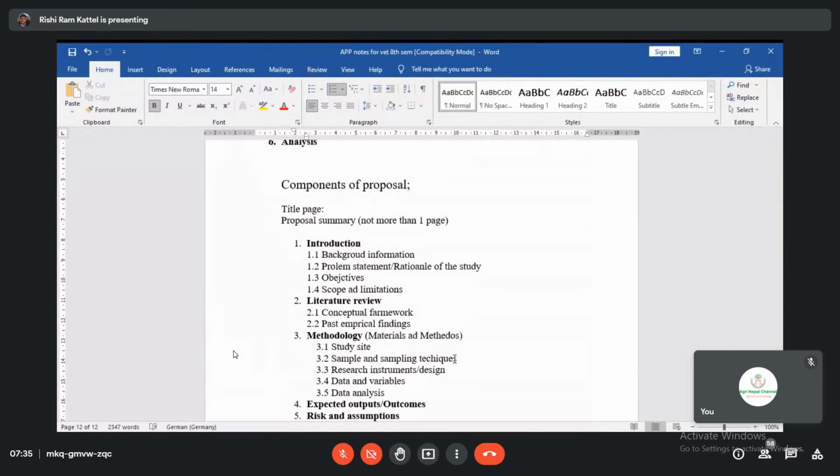If there is any part of the proposal that is not clear to you, I will talk about it. Otherwise I am not going into detail about this because it would be repetition. If you have any query, this is a common format. Title page, proposal summary, not more than one page.